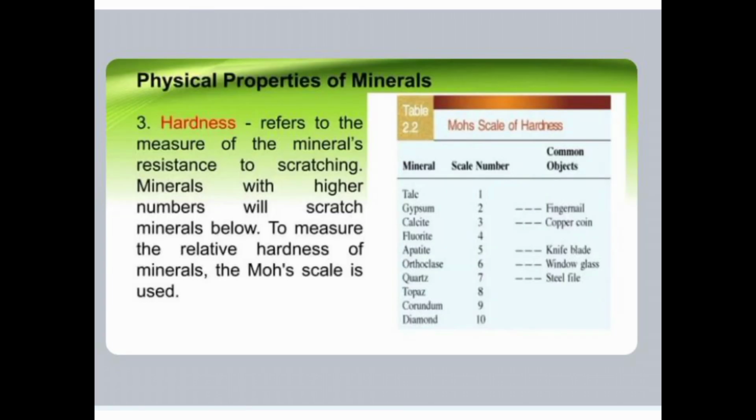And let's proceed to the third one, which is hardness. The ability to resist being scratched, or hardness, is one of the most useful properties for identifying minerals. Hardness is determined by the ability of one mineral to scratch another. It refers to the measure of a mineral's resistance to scratching. Minerals with higher numbers will scratch minerals below. To measure the relative hardness of minerals, the Mohs scale is used.